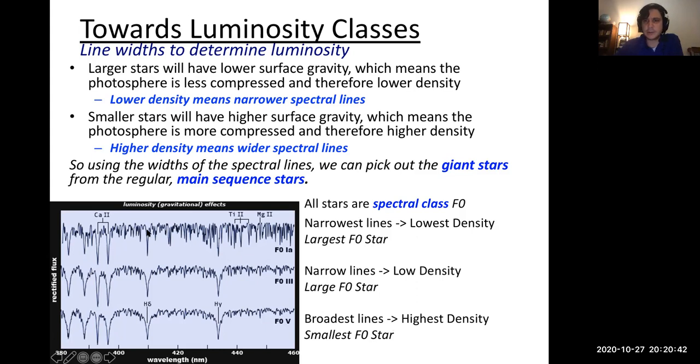This one has the narrowest lines, the lowest pressure broadening. So it's going to have the lowest pressure, the lowest density. It's going to be the most spread out. It's going to be the largest star. And then the one in the middle is the one in the middle.